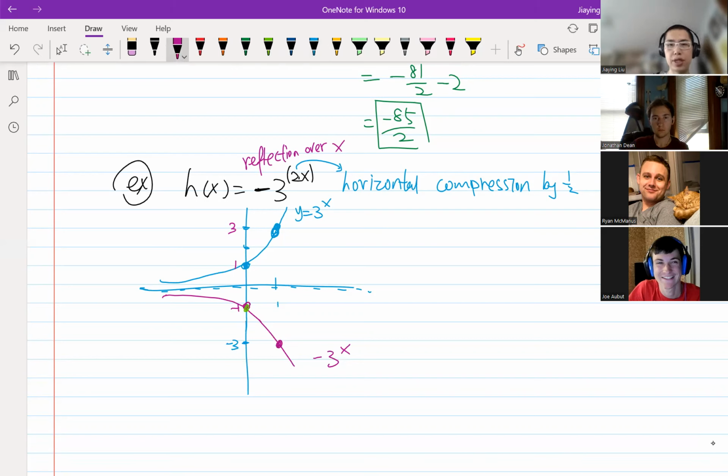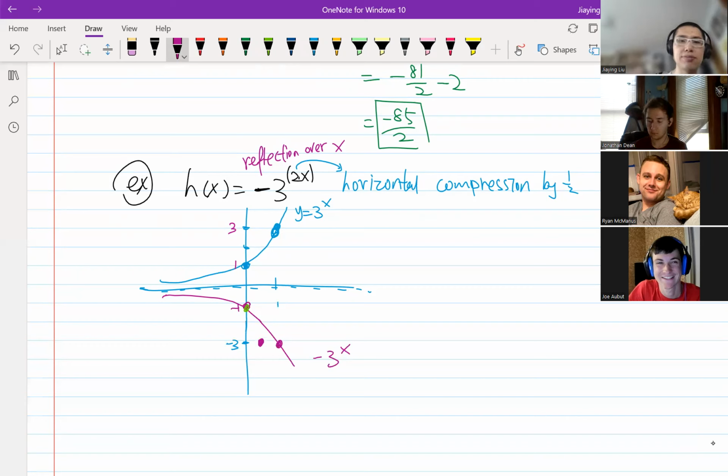When we compress horizontally, we're just going to move it close to the y-axis. So this point has x coordinate 1. When I compress it by half, that point is going to have an x coordinate of 1/2. The y coordinates stay the same.